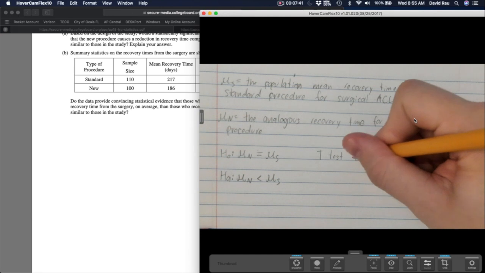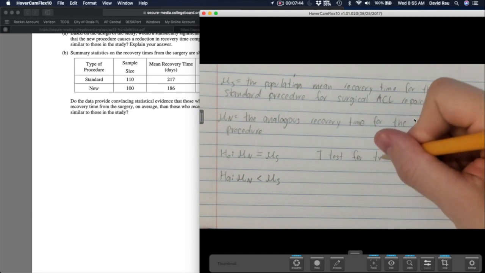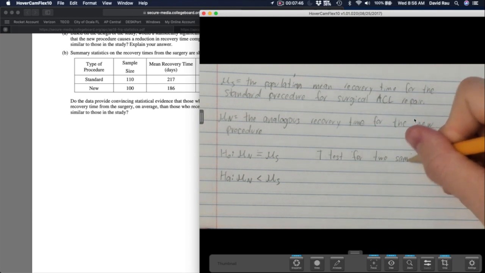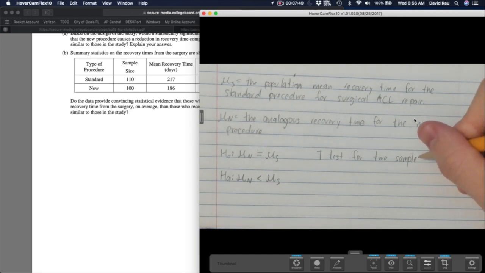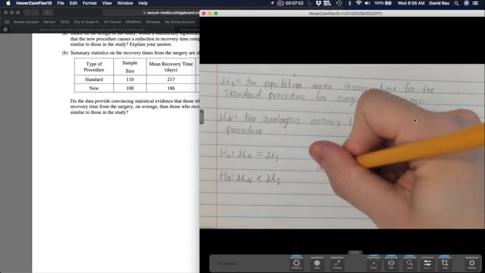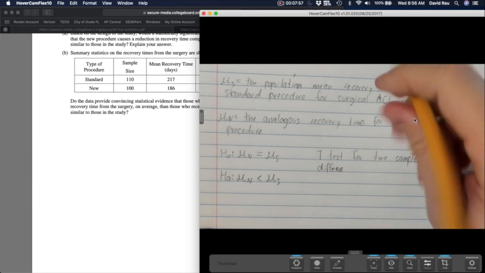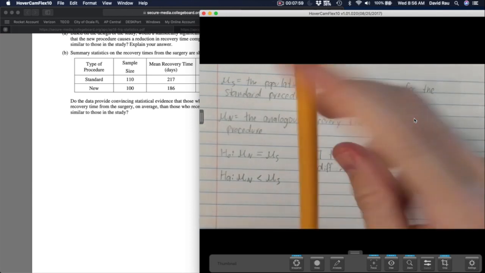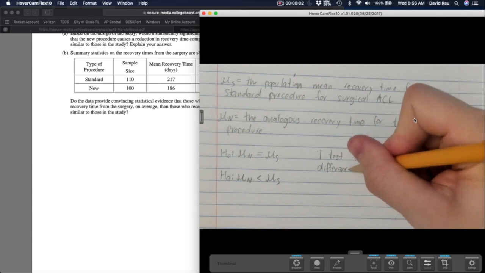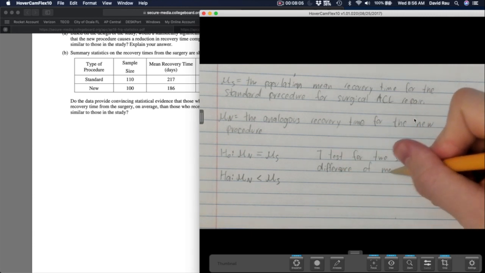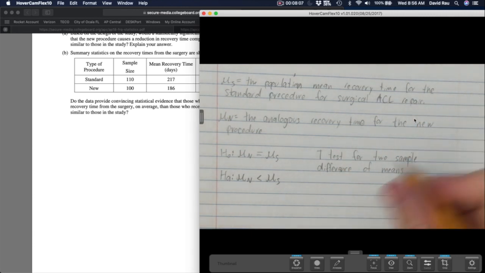t-test for 2 sample difference. I can't spell today. Two sample difference of means.